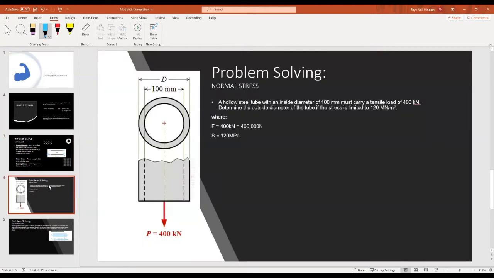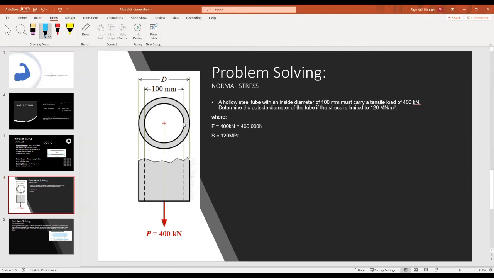So for the first problem, a hollow steel tube with an inside diameter of 100 millimeter must carry a tensile load of 400 kilonewton. Determine the outside diameter of the tube if the stress is limited to 120 meganewton per meter square. So we have a hollow steel, or a steel that has a hole in the middle. So we have two diameters, the inner diameter and the outer diameter. It said that the inside diameter is 100 millimeter and it has a tensile load of 400 kilonewton.